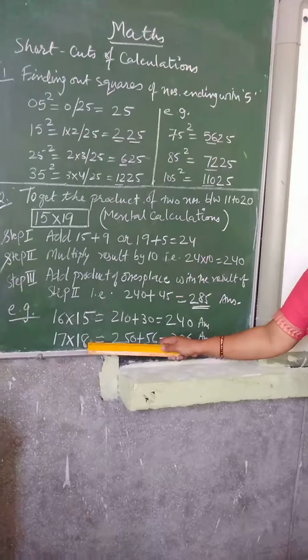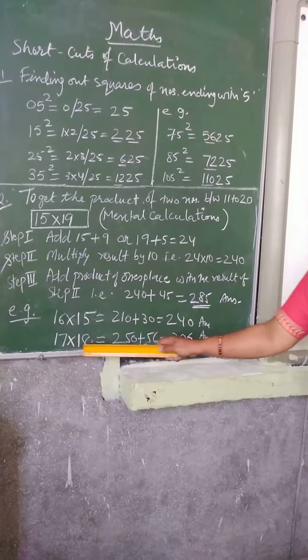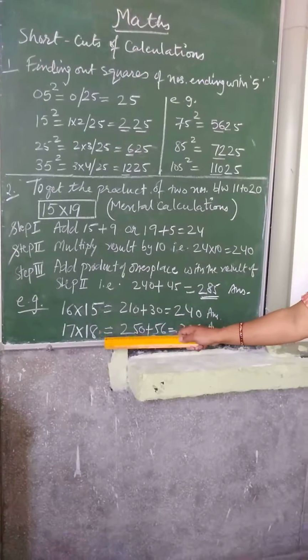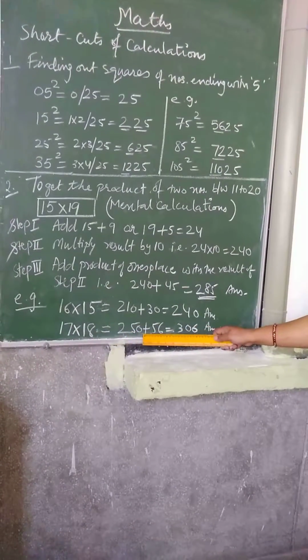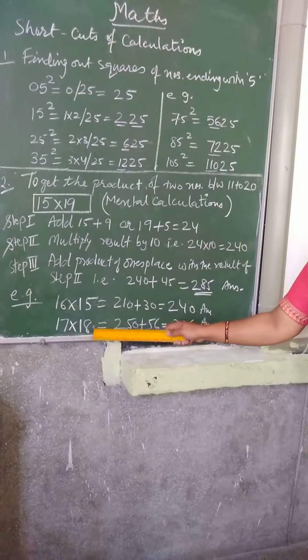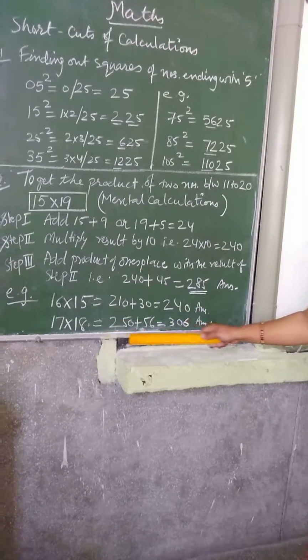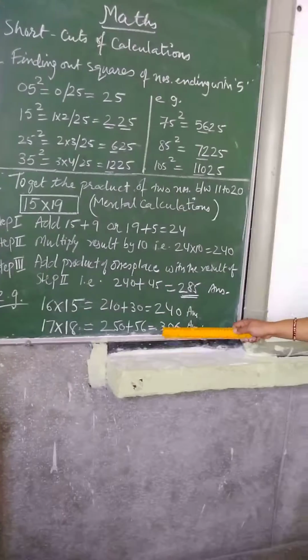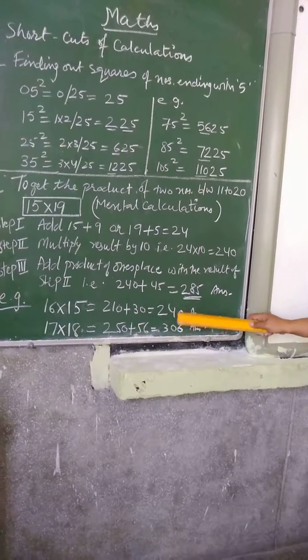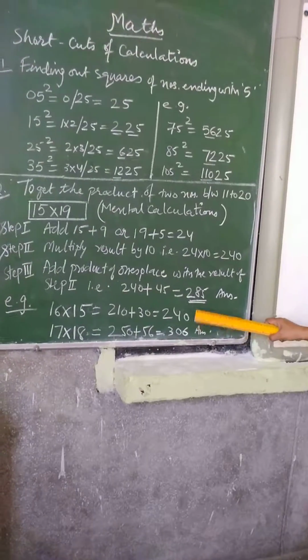Similarly, 17 into 18. 17 plus 8 or 18 plus 7 becomes 25, which becomes 250, and 250, if added with the ones place digit product, 7 8s are 56, 250 plus 56 becomes 306. So very simply, without using paper and pen, we can easily find out the product of two numbers.